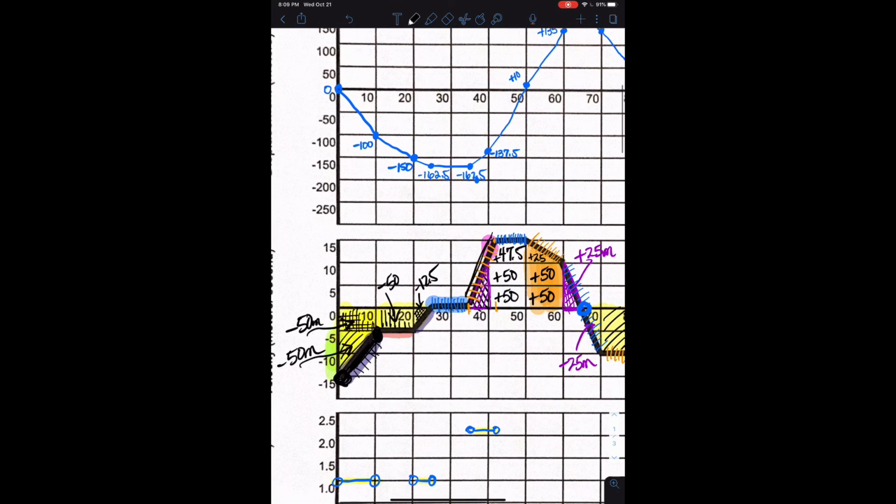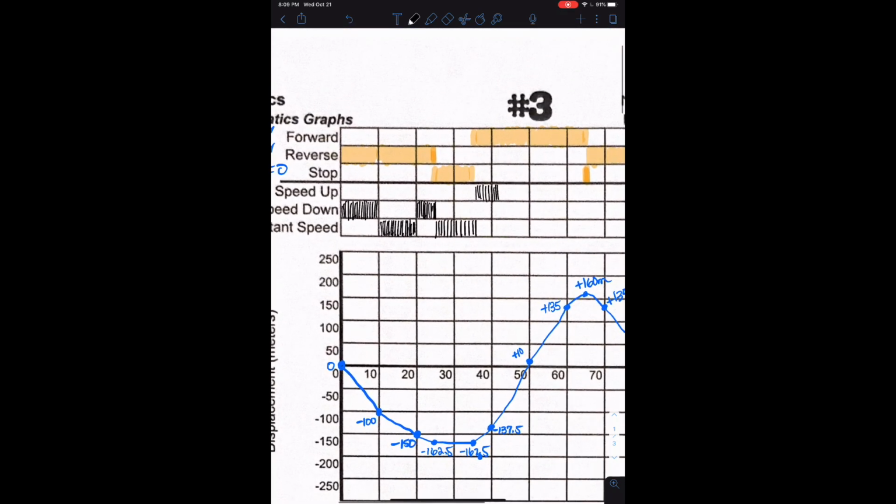All right. And then from 42 to 50, right here, let me see if you can see this. From 42 to 50, we have a flat slope, so we have a constant speed of 15 meters per second. All right, so constant speed from 42 to 50. All right, good.